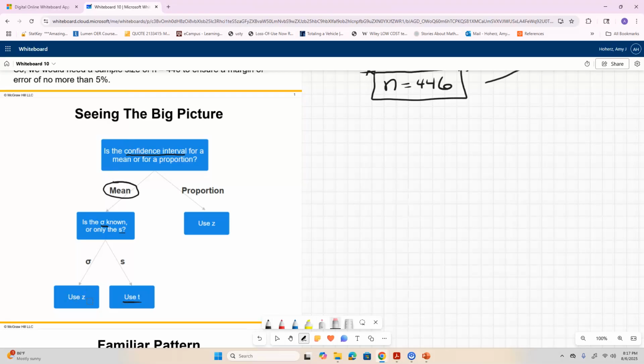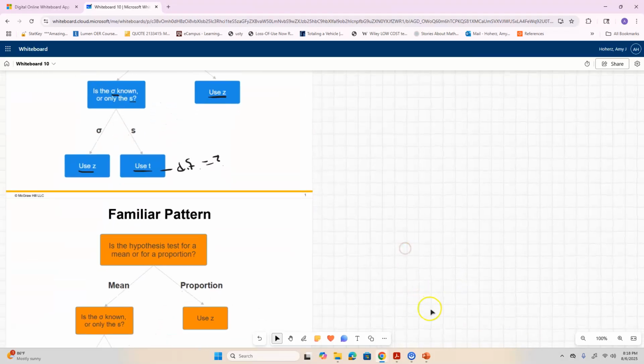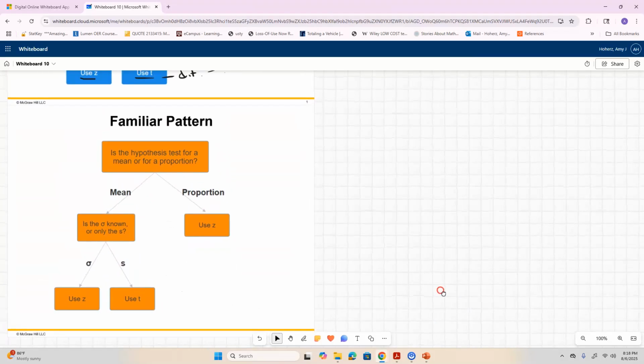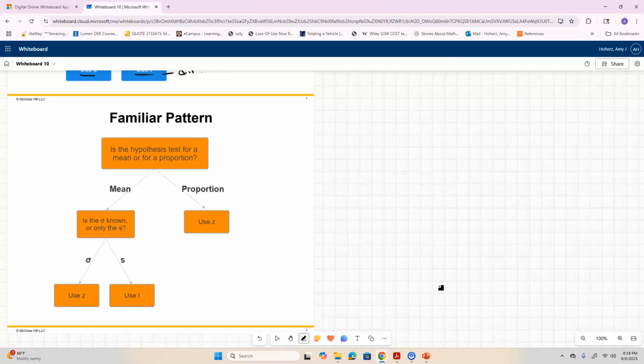And the T meant we had to use degrees of freedom. Okay? And then we know now that if we have a proportion, we can always just use Z. We don't have to worry about it because standard deviation doesn't come into play with proportions. But I have a slide for our next chapter. So our next chapter, we're going to be doing hypothesis tests. So we're going to be doing a hypothesis test for either a mean or a proportion.